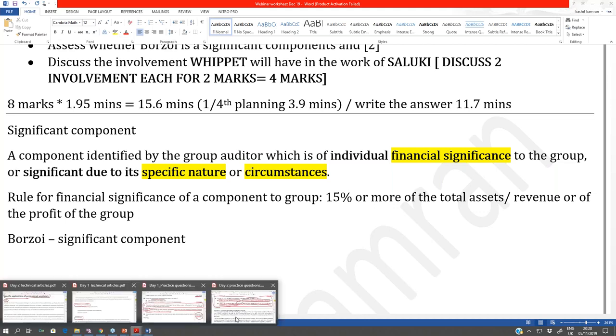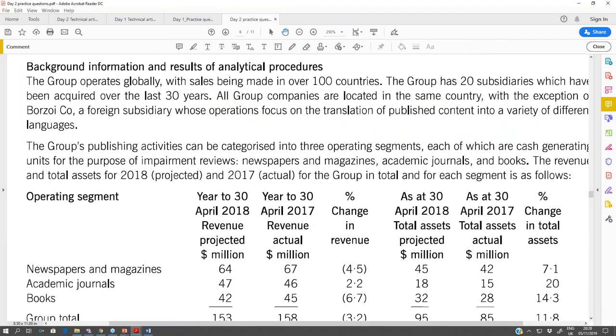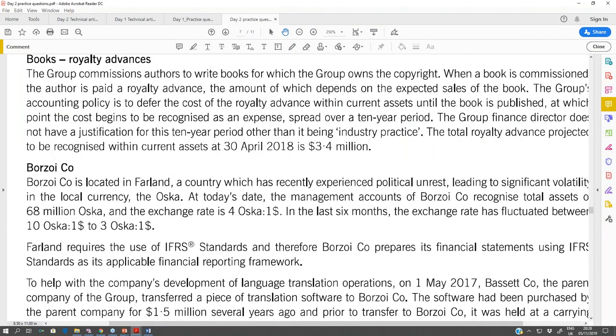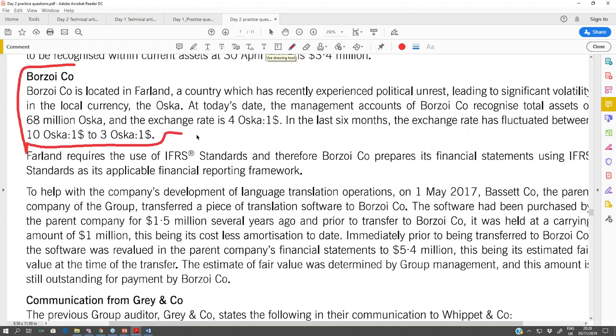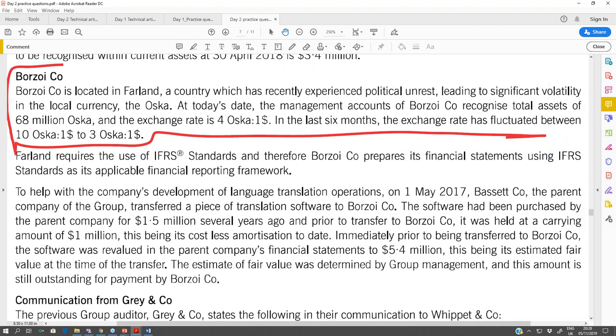Okay, let's see, is there a paragraph for Borzoi? Yes, there is a paragraph for Borzoi in this question. Right here, there is a paragraph for Borzoi. Let's read this paragraph and identify, is Borzoi a significant component?